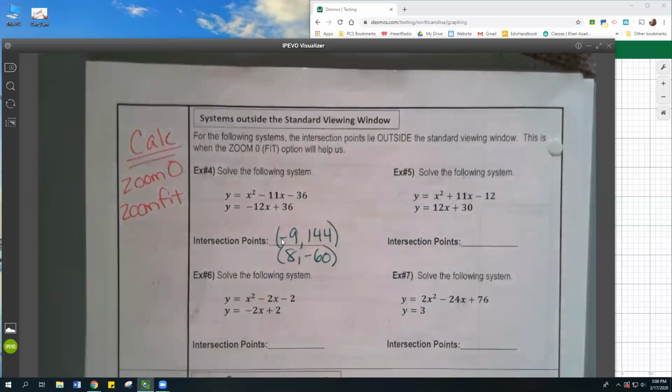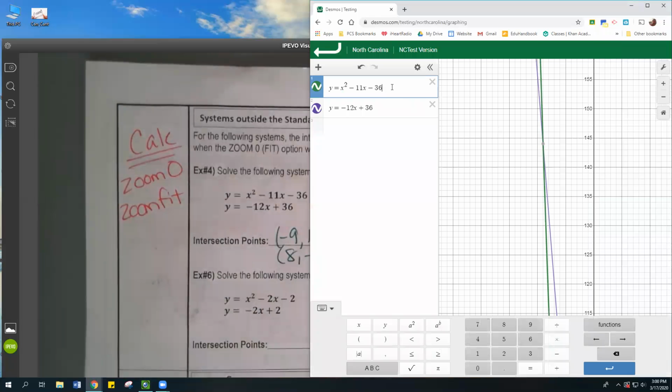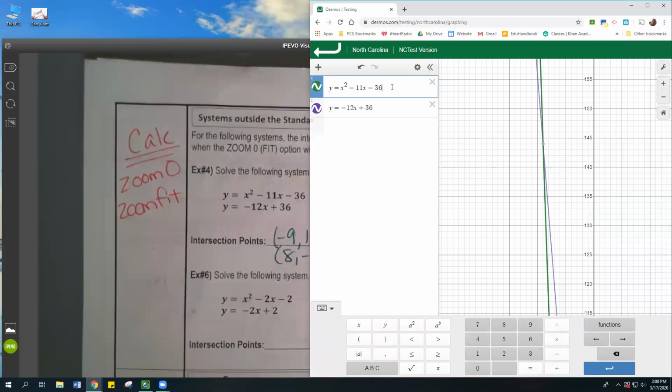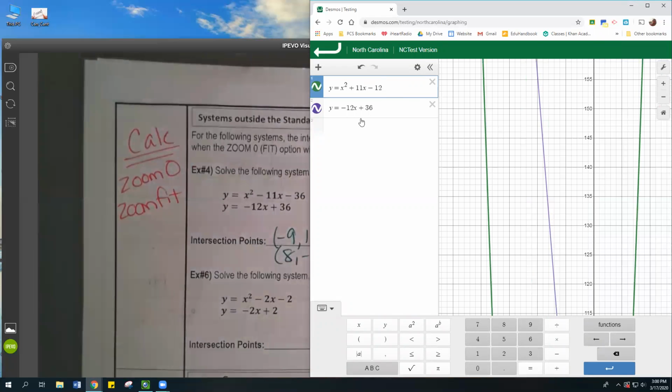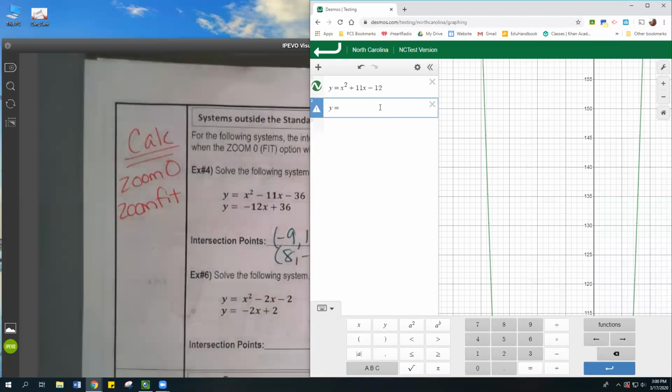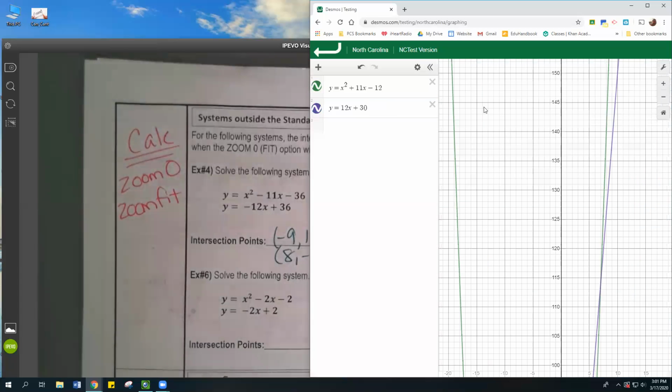Part of technology is knowing when it is easier and faster to use one type of tool versus another. So sometimes the calculator does things easier than Desmos does, or sometimes Desmos doesn't do the thing that you need it to do. And then sometimes it's just better to use Desmos. It is more convenient.